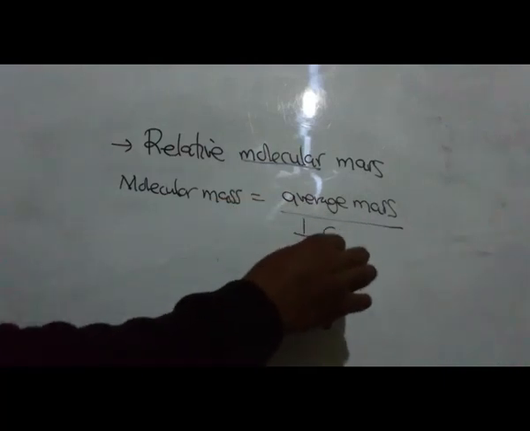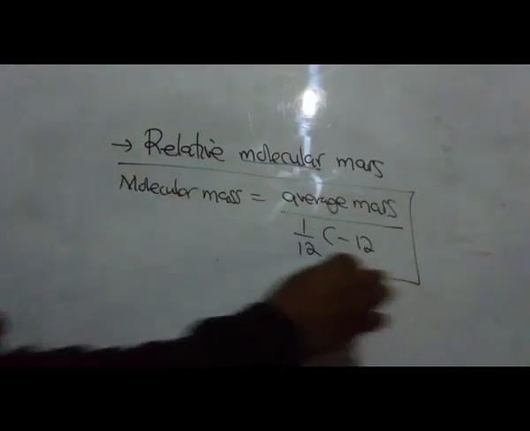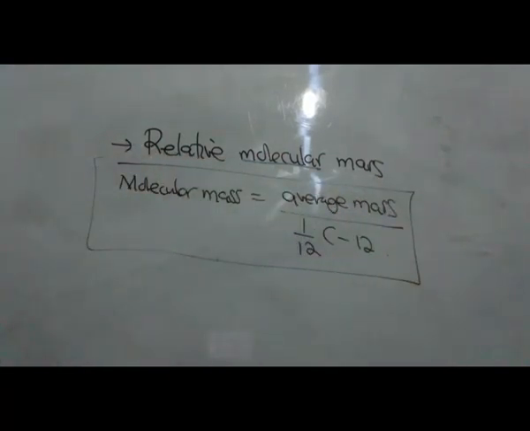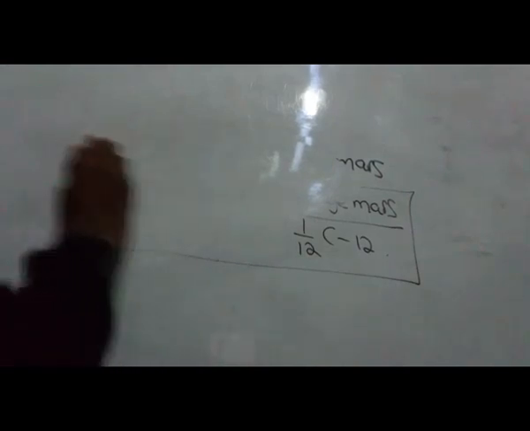1/12 carbon 12. Right, so this is the formula that we use in finding the molecular mass. All right, so there was a question which I still remember, which says, what is the relative molecular mass of carbon dioxide, and also of sucrose? I still remember this question. Many students couldn't calculate the relative molecular mass of carbon dioxide, but I'm going to show you how simple it is.